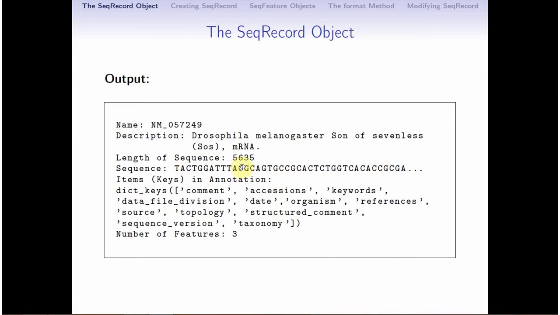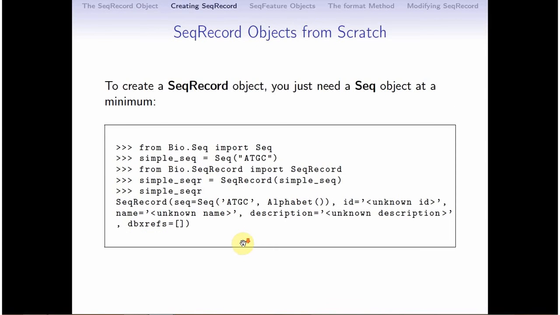Okay, means there's 5,635 of them. Okay, but only print out first 40. So these are the annotation, comment, accession, on this. So these are all the additional info about this GenBank file. Okay, how many number of features? There's 3. Okay, later we will go more in depth on these features.